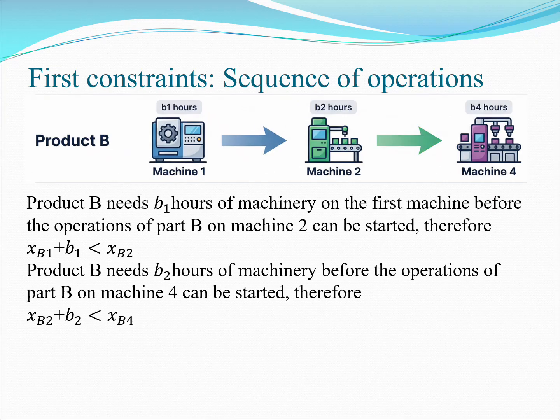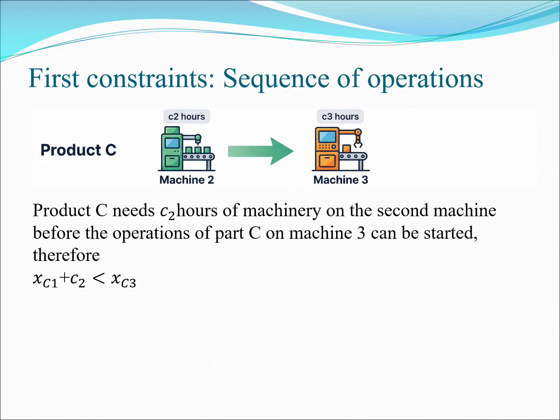For product B, we also need to consider the following 2 sets of sequencing constraints in order to make sure the operations of the first machine are completed before the second machine. Finally, for product C, the operations of the second machine should be completed before the third machine.